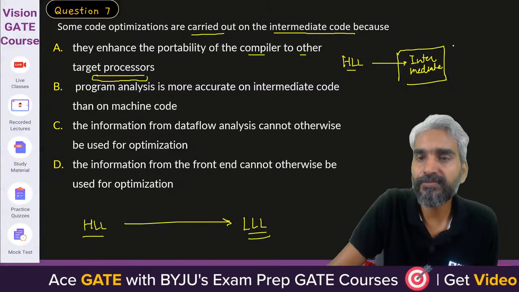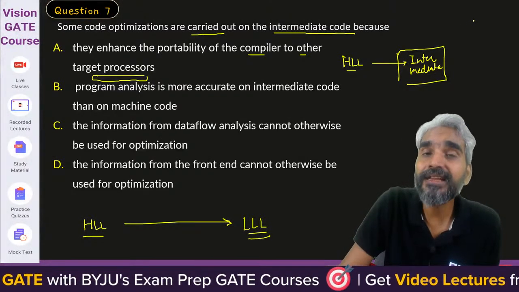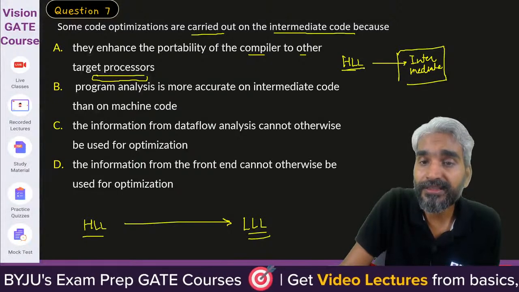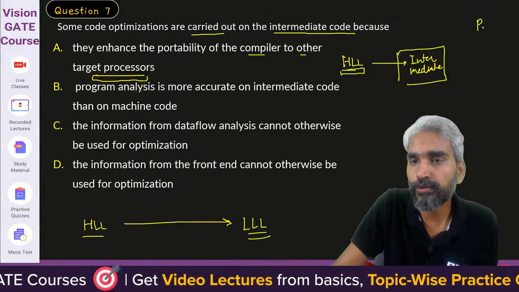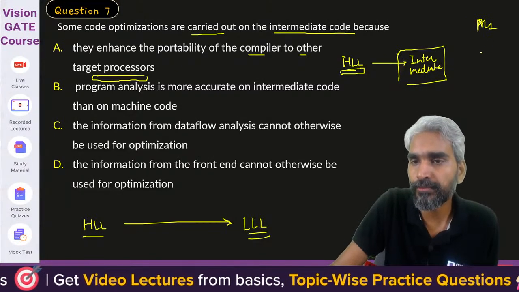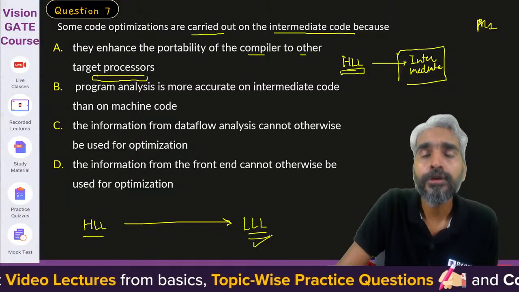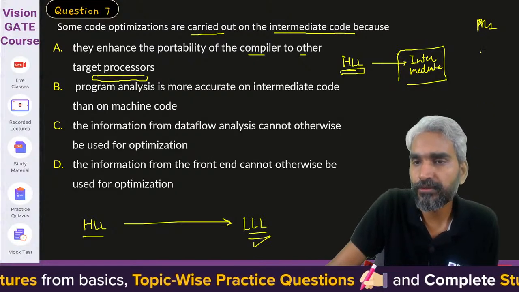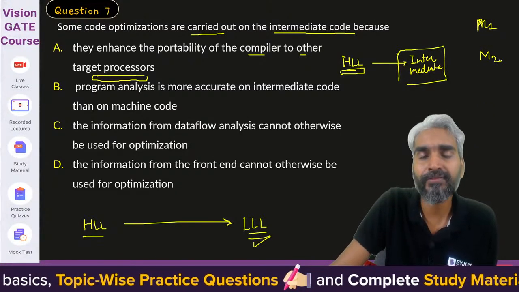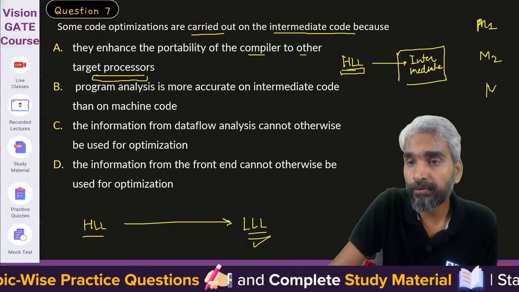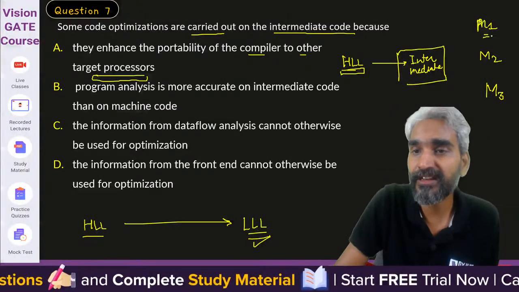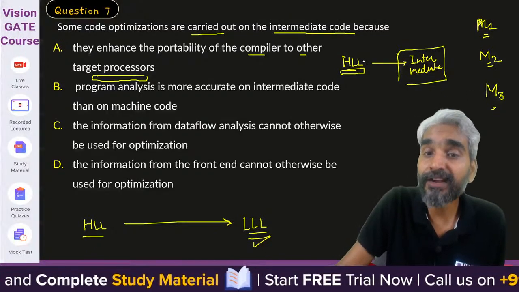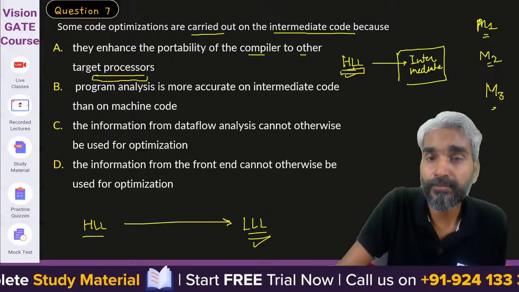Why this intermediate form? Because the machine for which you need to convert this high level language code need not be same. You may want to convert it into low level language with respect to machine 1, with respect to machine 2, with respect to machine 3, etc. So there may be various machines.